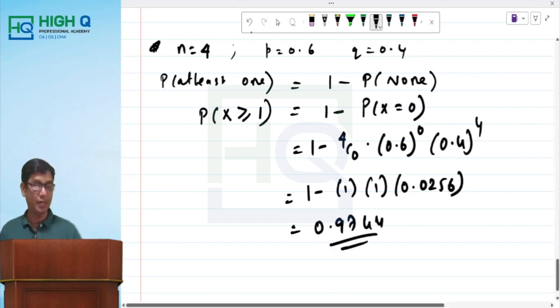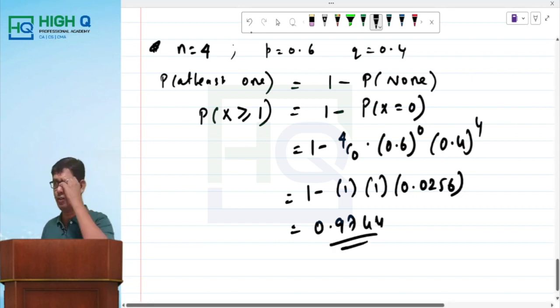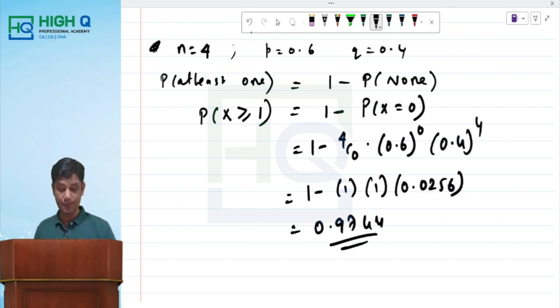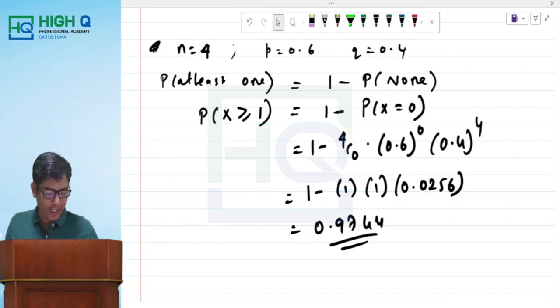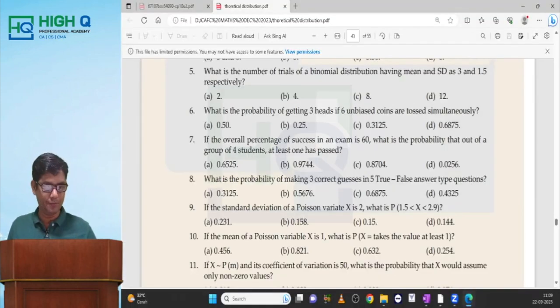My dear, I am writing all the steps only for your reference. In the examination, using a calculator you can complete everything. Only the idea you should know: the x value is 0. 1 minus 4C0, p is 0, only q power 4 will come. That's it. Directly using a calculator, orally we can do it. Are you getting the idea, my dear? Say yes or no? Next.